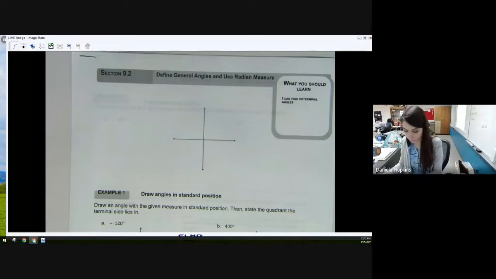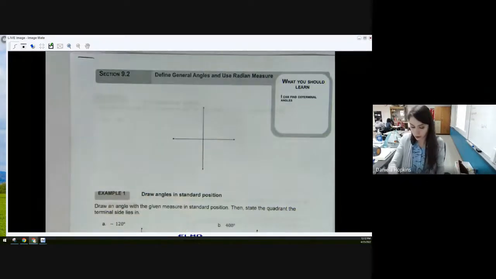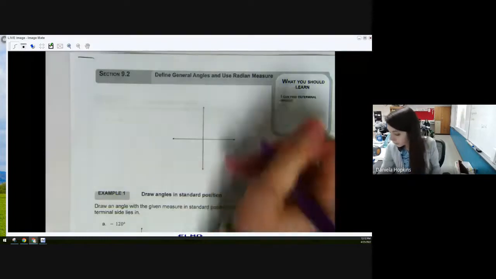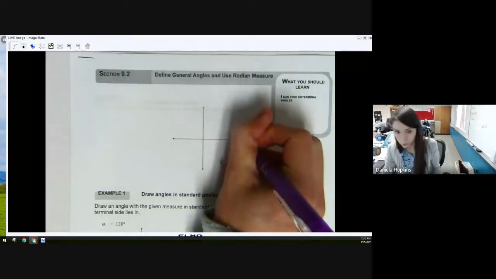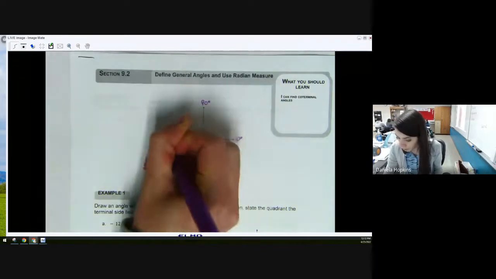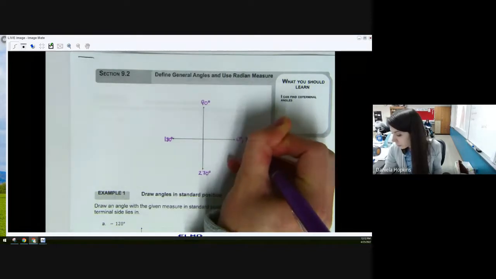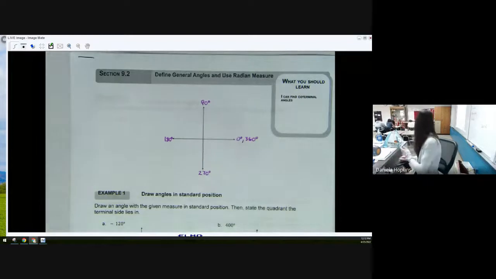Some vocab for you. You guys are all familiar with the coordinate plane. So when we're talking about angles on a coordinate plane, let's just remind ourselves that this is 0 degrees. This is 90 degrees. This is 180 degrees. This is 270 degrees. And then this would be 360 degrees. So 360 is one full rotation.